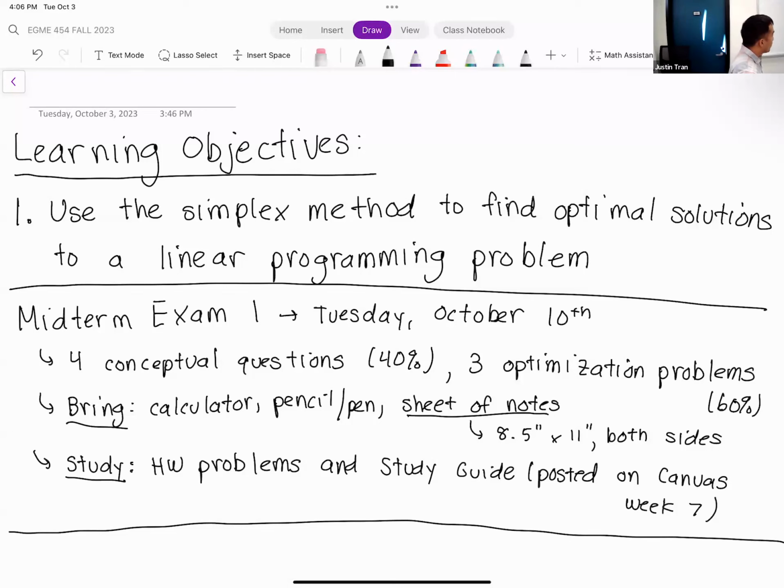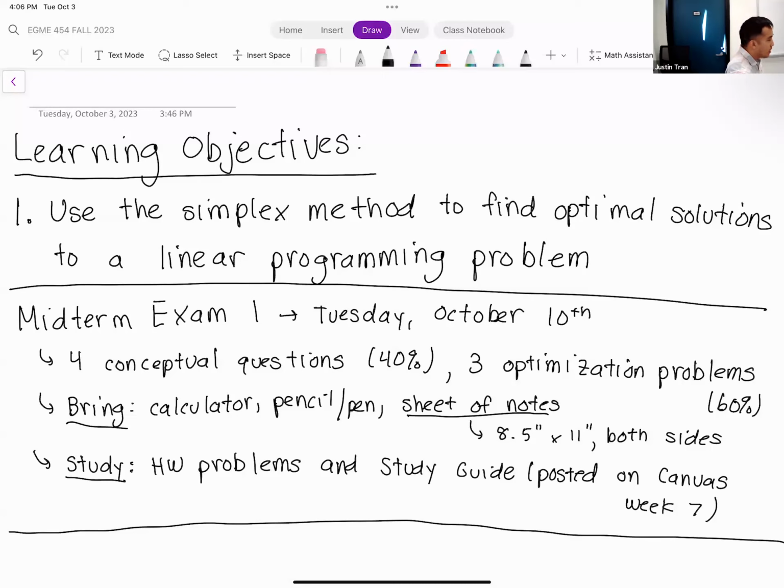All right, so the other resource that I've provided to you is a study guide. If you look on the Canvas page under week 7, you should see that I posted a new PDF at the bottom of the page. That PDF is the study guide. The study guide is simply a summary of all the learning objectives that we've covered so far. When you're studying the conceptual learning objectives, the study guide is a great way to organize it.